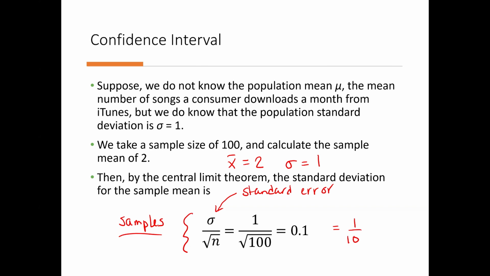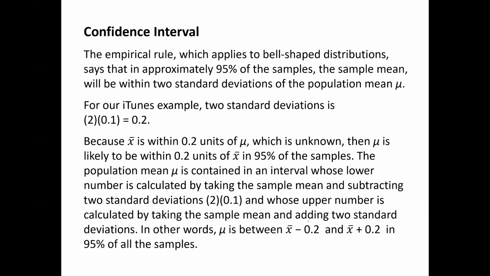Okay, so now we can find this interval that we are confident contains the true population mean number of songs downloaded from iTunes in a month, somewhere in between these two numbers. From the empirical rule, I know that approximately 95% of all my sample averages are going to be within plus or minus 2 standard deviations of the mean. So I know that plus or minus 2 standard deviations from the mean is going to contain the true population mean 95% of the time.